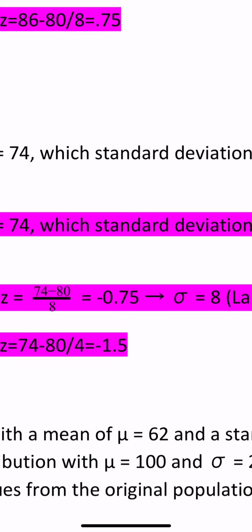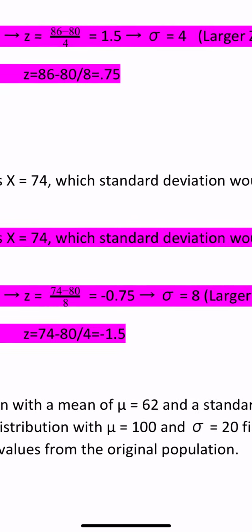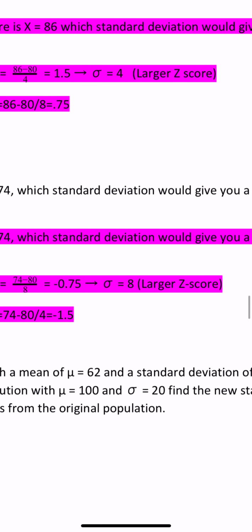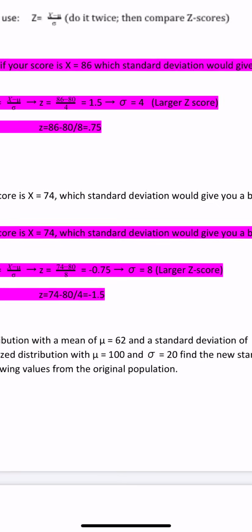The further you go to the left on a z-score, the further you are away from the population mean in the negative sense, which means that it's a worse score. So in this case, the negative 0.75 is the correct answer. So that represents the standard deviation of 8.